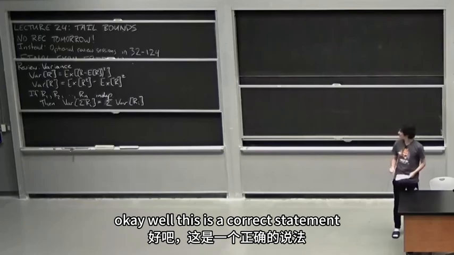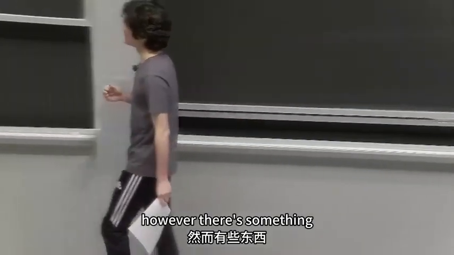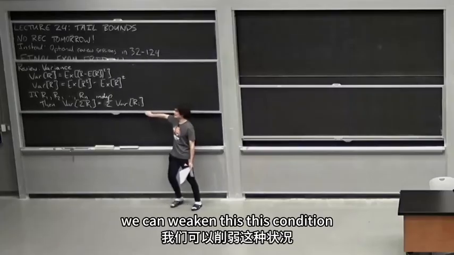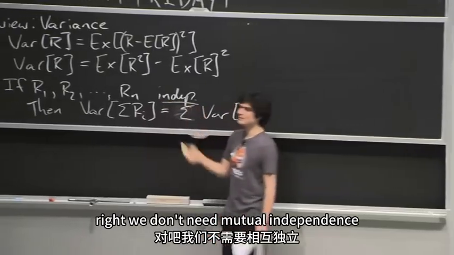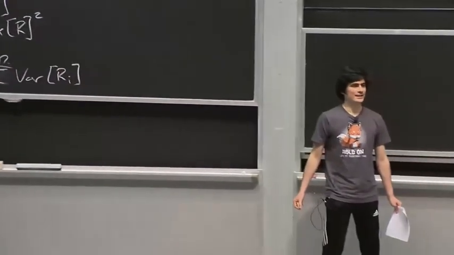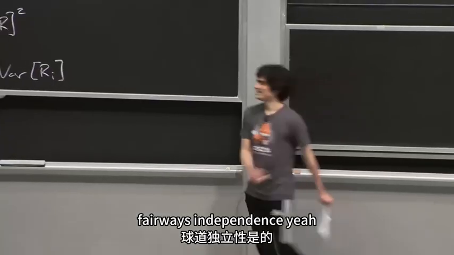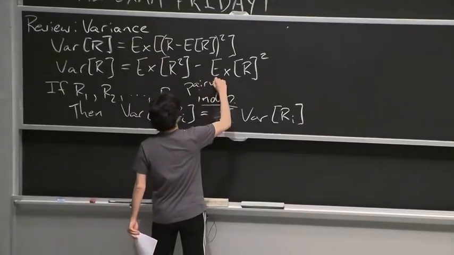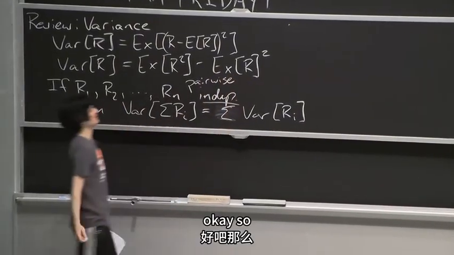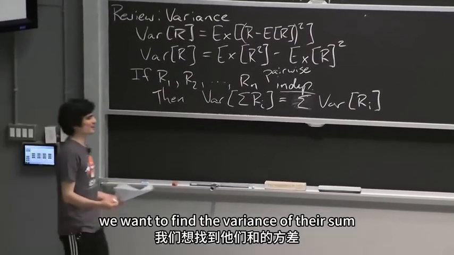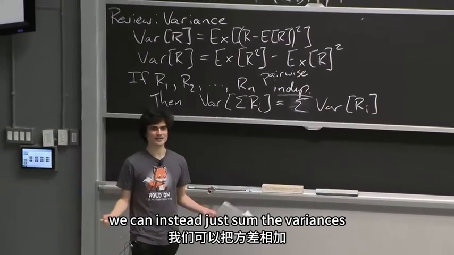Okay. Well, this is a correct statement. However, there's something slightly stronger that we can say. We can weaken this condition, right? We don't need mutual independence. What do we actually need? Pairwise independence. Yeah. Okay. So if we have a bunch of pairwise independent random variables, we want to find the variance of their sum. We can instead just sum the variances. Okay?